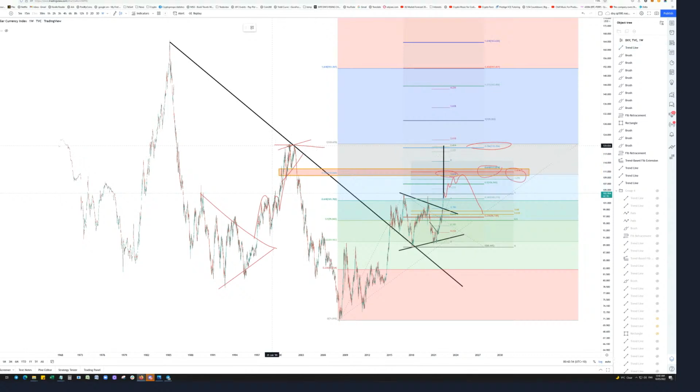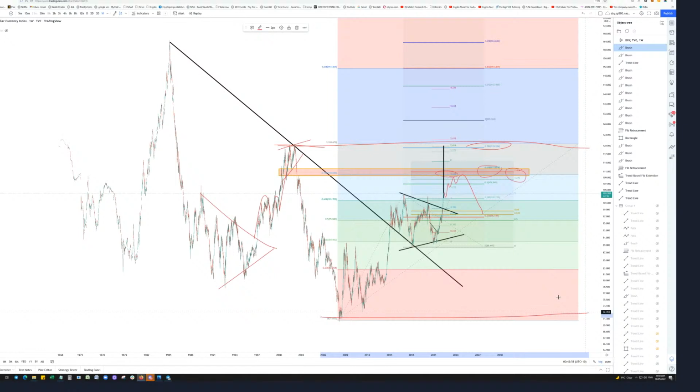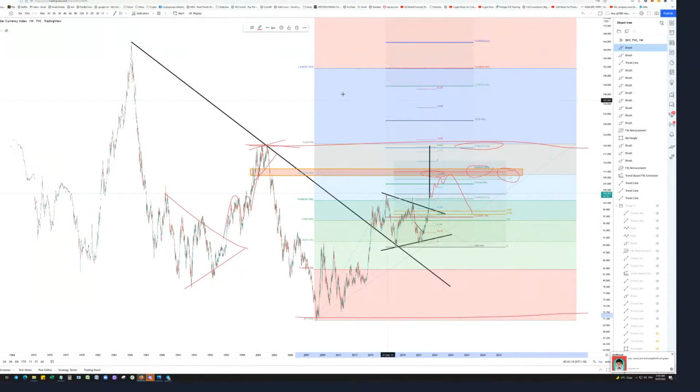Long term wise, if that's the case, we have this macro range, and who knows what's going to take place, but it's interesting to see that this can potentially be a big bottoming formation in the long run, in the many years to come. Anyway, but I'm just getting off track.